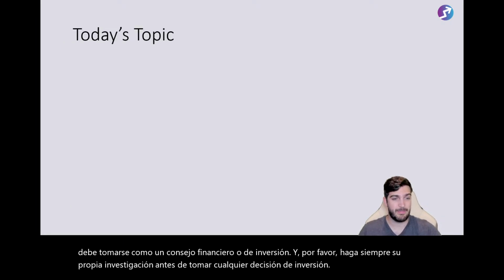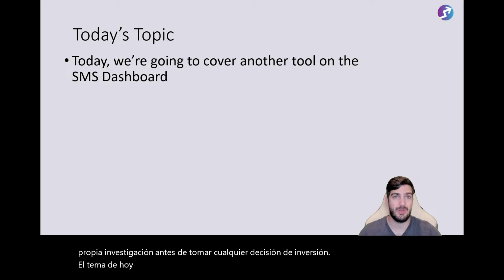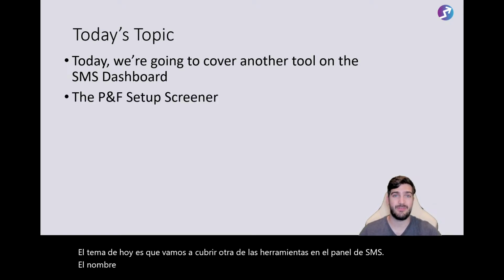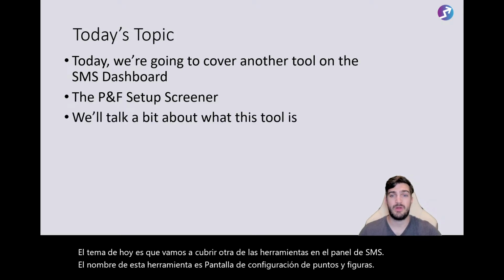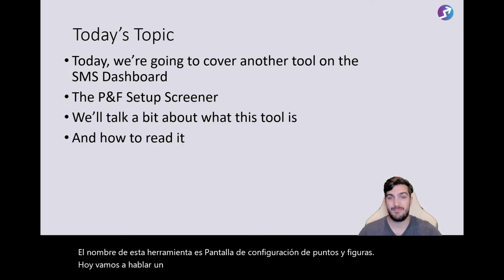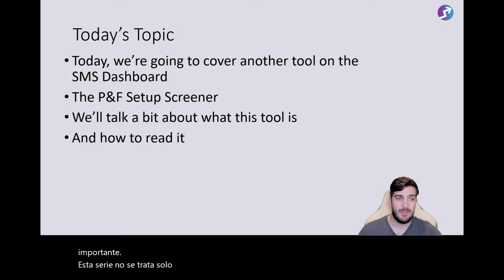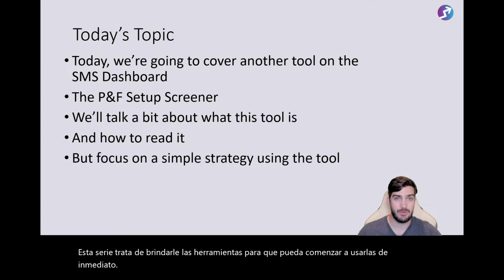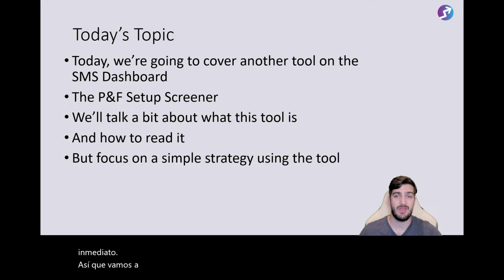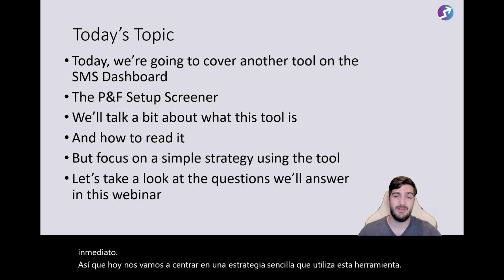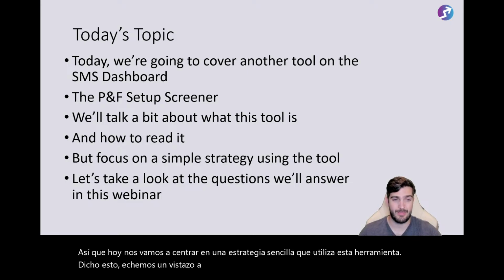So, the topic for today is that we are going to cover another one of the tools on the SMS dashboard. The name of this tool is the P&F Setup Screener. Today, we're going to talk a little bit about what this tool is, how to read it, but more importantly, this series isn't about just showing you what the tools are. This series is about giving you the tools so that you can start using them right away. So we're going to focus today on a simple strategy that uses this tool.